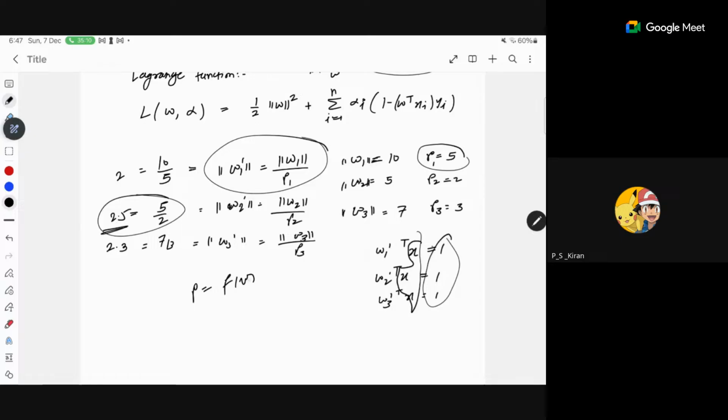Gamma is a function of W, and how is it related? Gamma is 1 by W square, or 2 by W square, or whatever. Inversely proportional. Yeah, if my W increases, gamma will decrease, right? We want to increase gamma, the highest possible gamma. So the W has to be the lowest. W should decrease. W should be the lowest one, right?